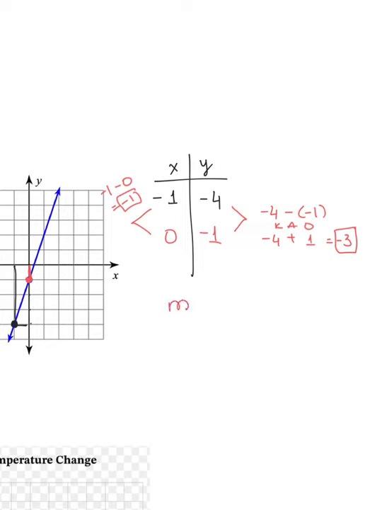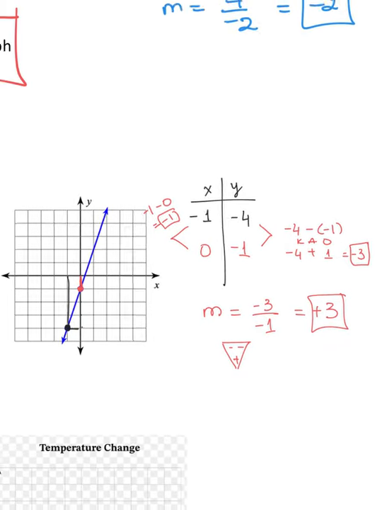So your rate of change will be changing y is -3, changing x is -1. Negative divided by negative will be positive. So the rate of change is 3.